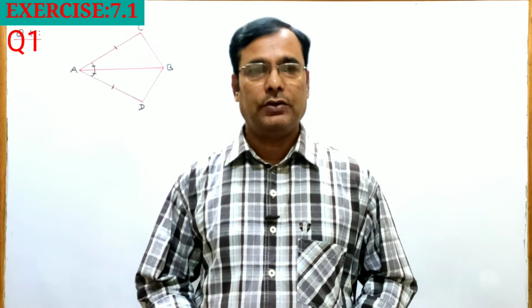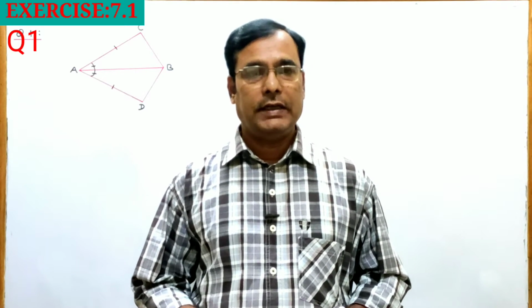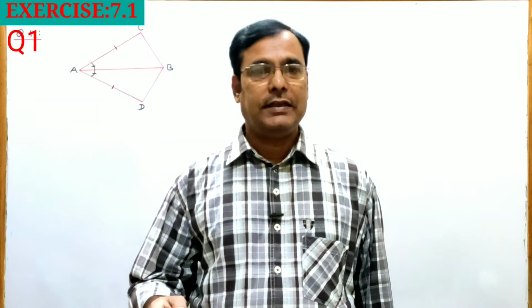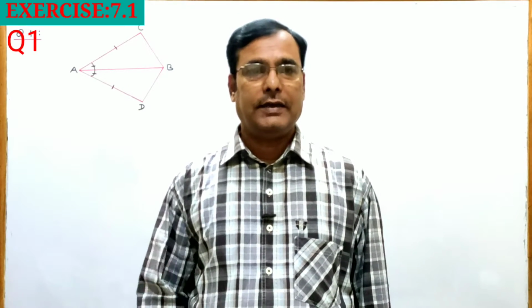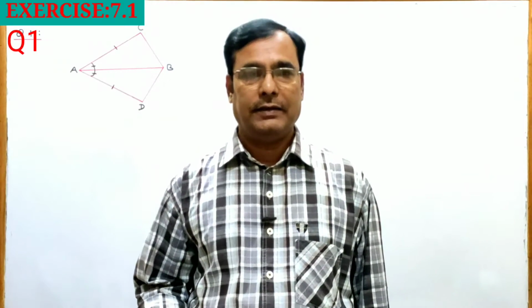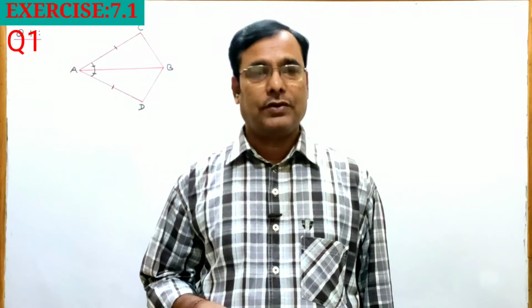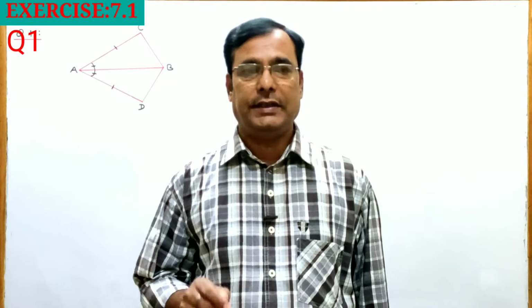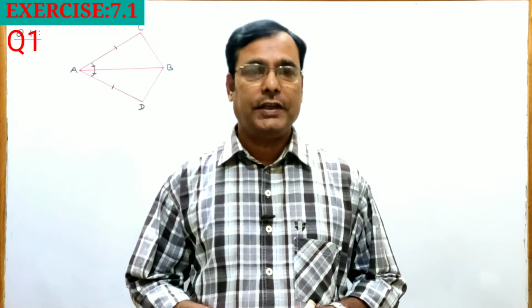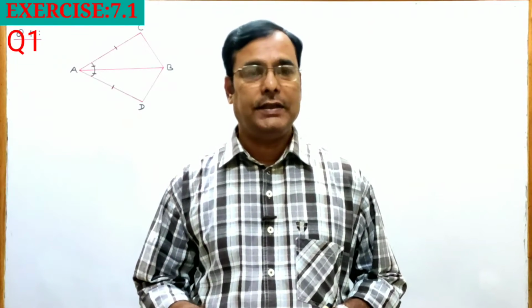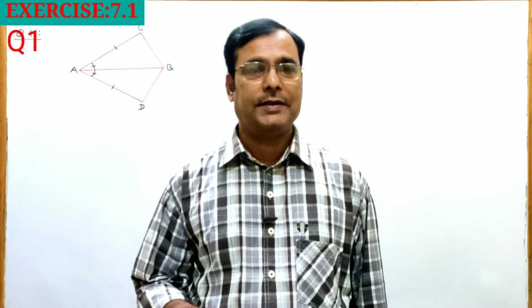Exercise 7.1, question number 1. In quadrilateral ACBD, AC is equal to AD and AB bisects angle A. Then show that triangle ABC is congruent to triangle ABD. And what can you say about BC and BD sides of quadrilateral ACBD?